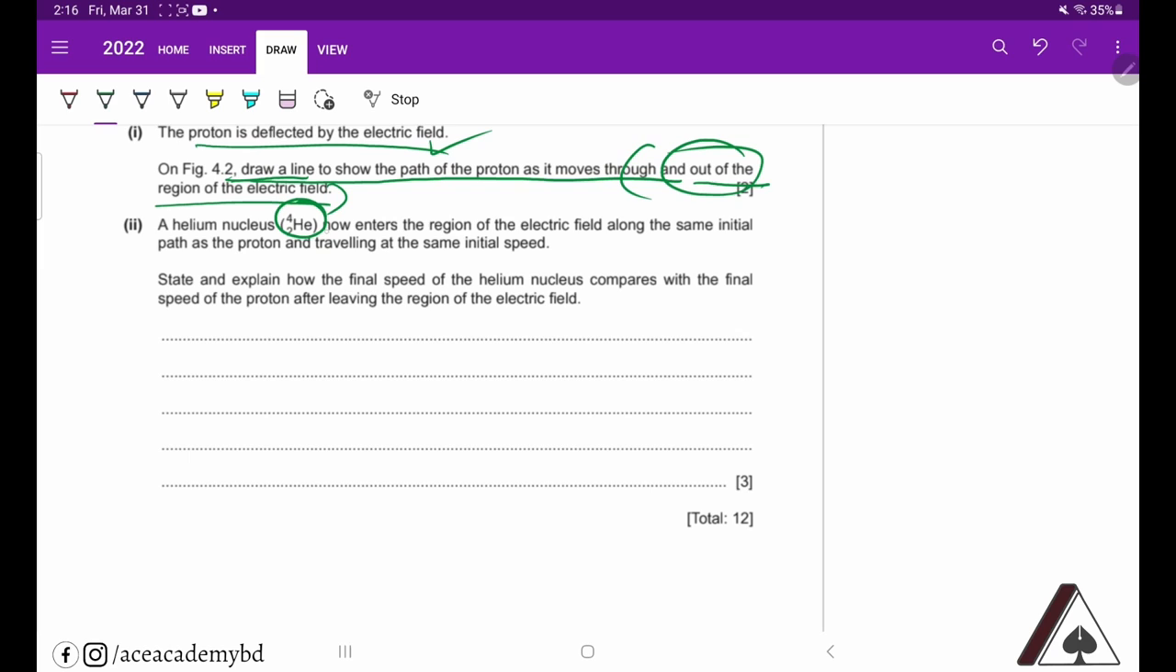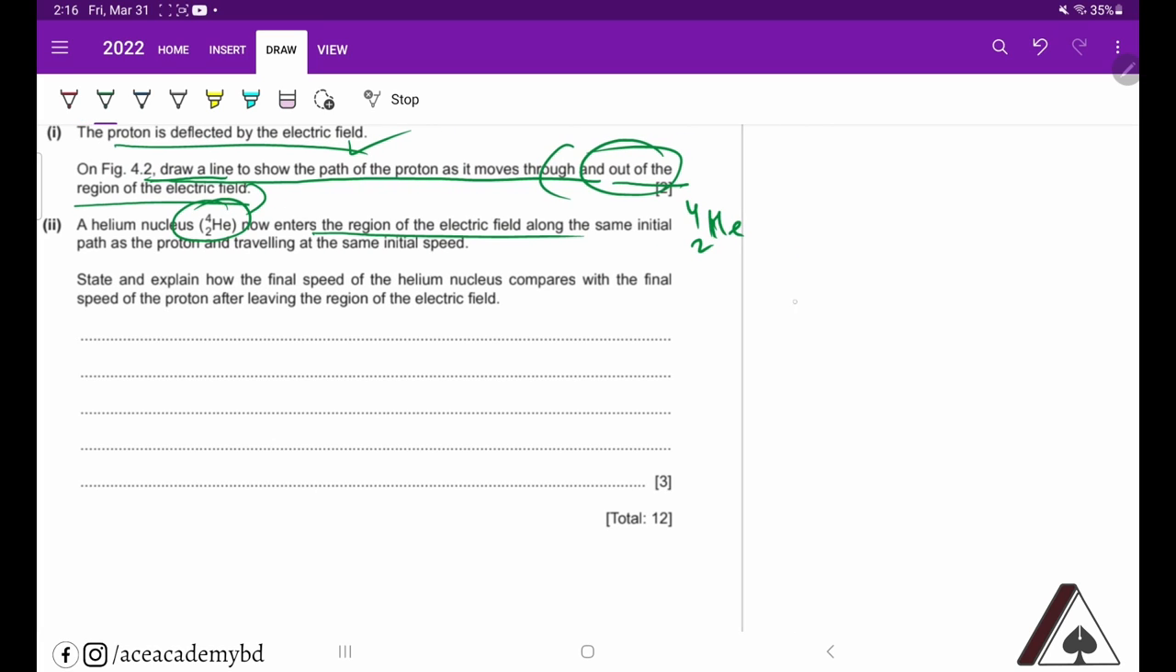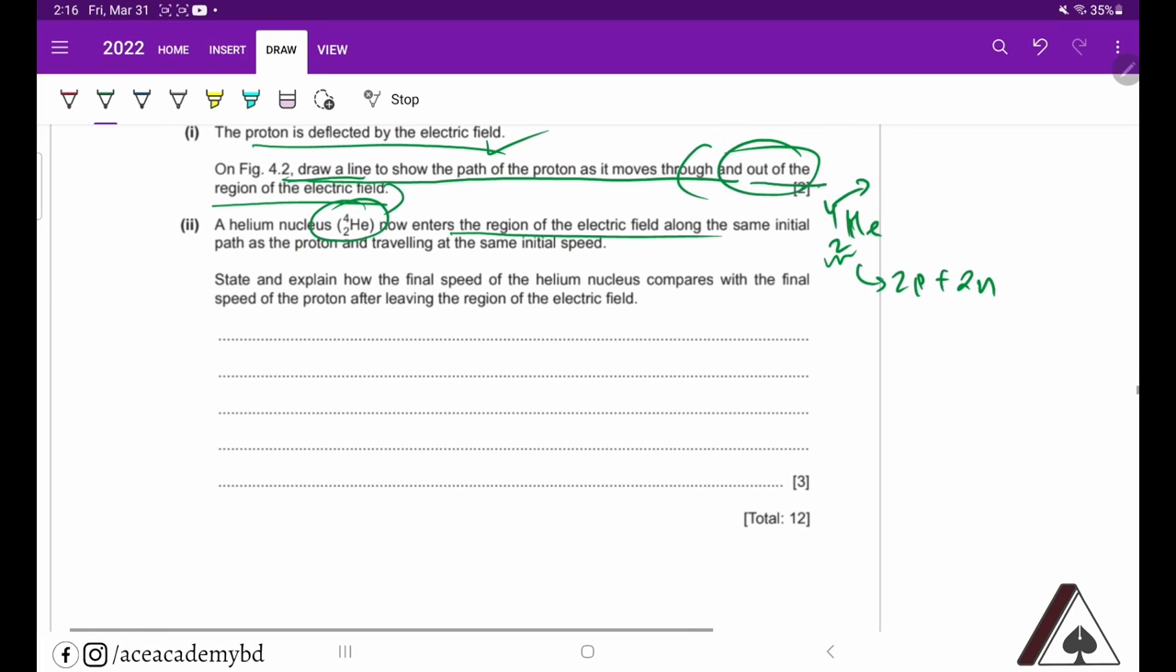Next, it says a helium nucleus, He 2 4, now enters. It's just a nucleus. It doesn't have any electrons, so you have to take care of that. The helium nucleus mainly consists of 2 protons and 2 neutrons, and the total nucleon number is 4. So the relative mass is 4, and it has 2 protons, which is the atomic number.